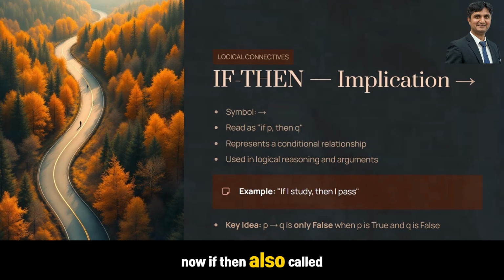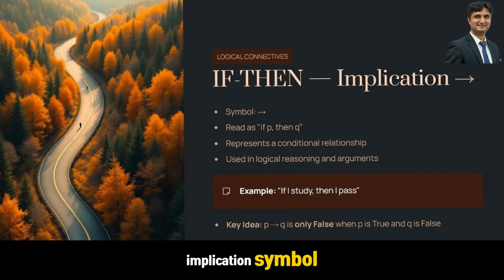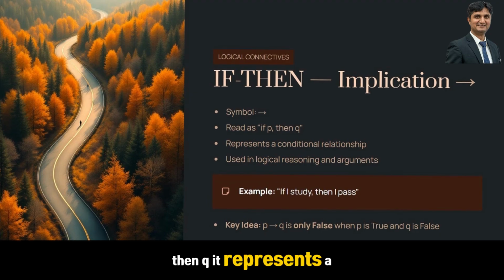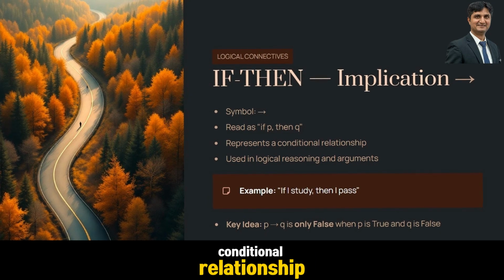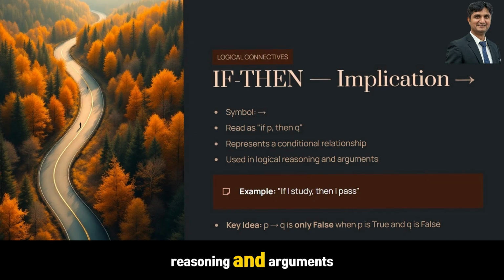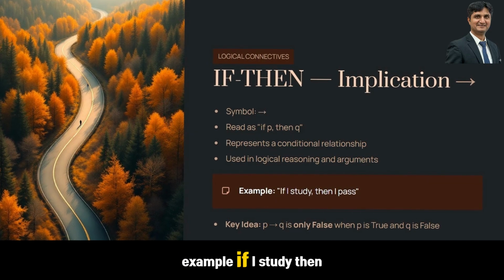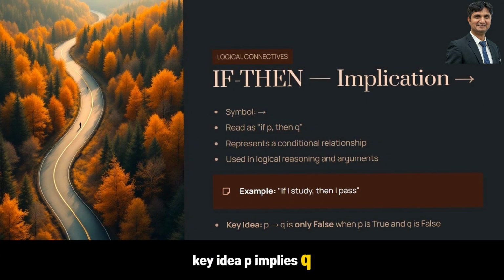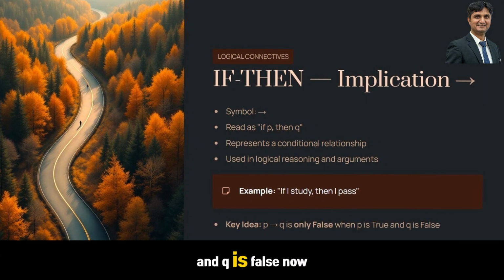Now if then, also called implication. Symbol →. It is read as if P then Q. It represents a conditional relationship. It is used in logical reasoning and arguments. Example: if I study then I pass. Key idea: P implies Q is only false when P is true and Q is false.